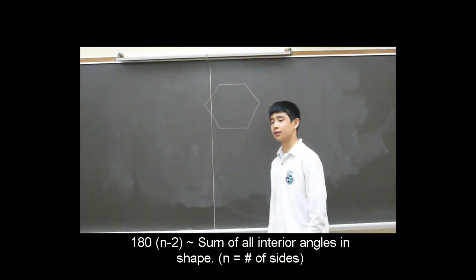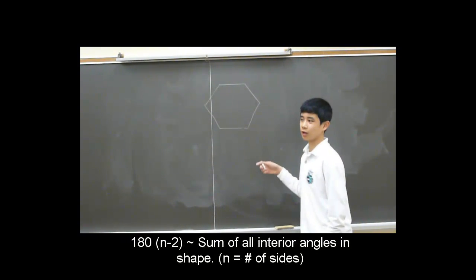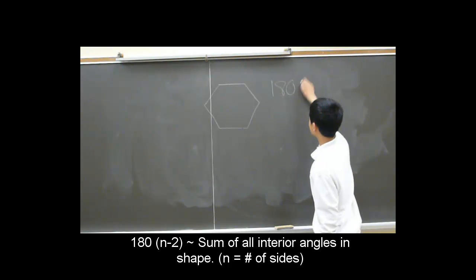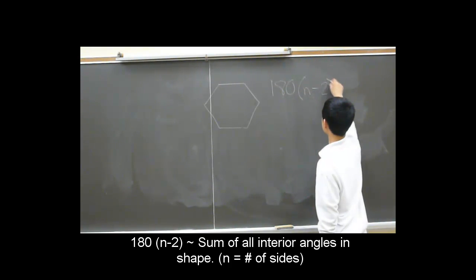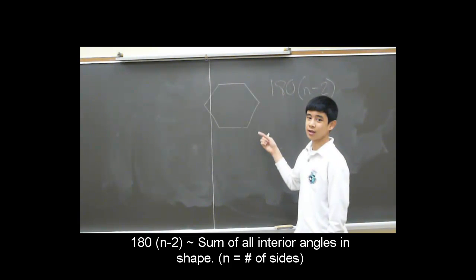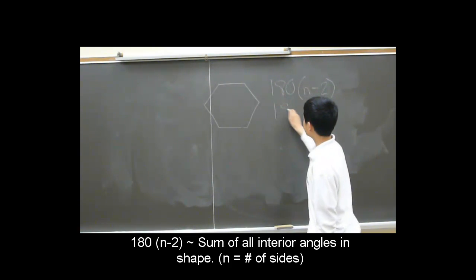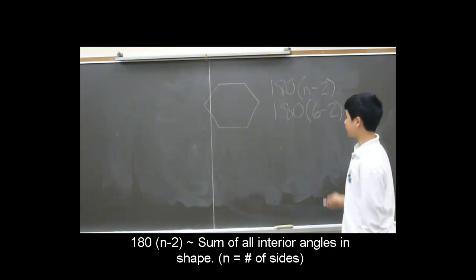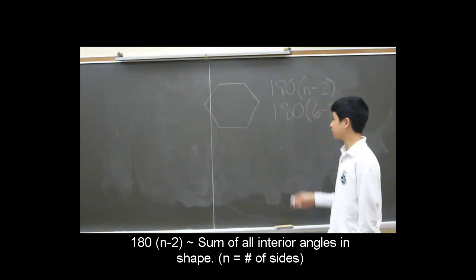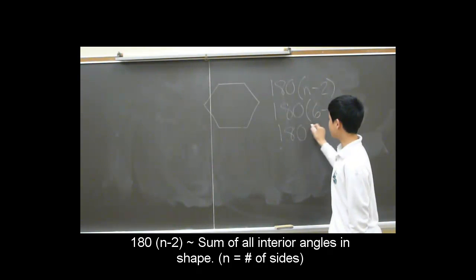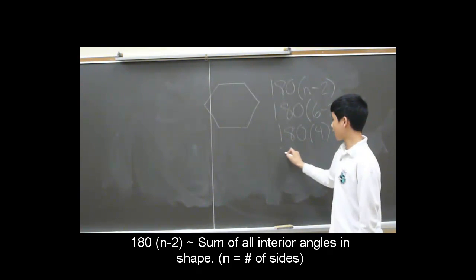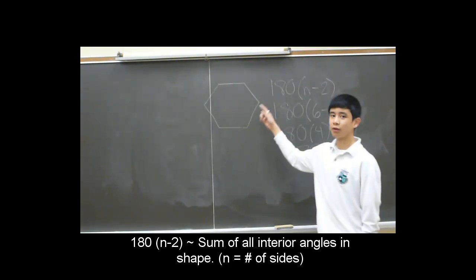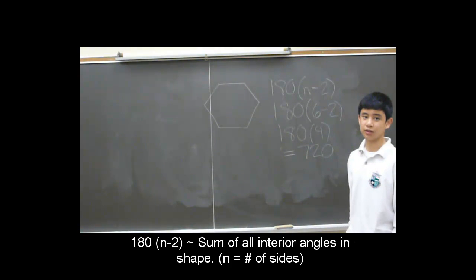This is how to solve the sum of all interior angles of a polygon. So the formula to solve would be 180 times n minus 2. So since there are 6 sides to a hexagon, it would be 180 times 6 take away 2. So now that would give you 180 times 4. That would give you a sum of 720. So the sum of all the angles in the polygon is 720.